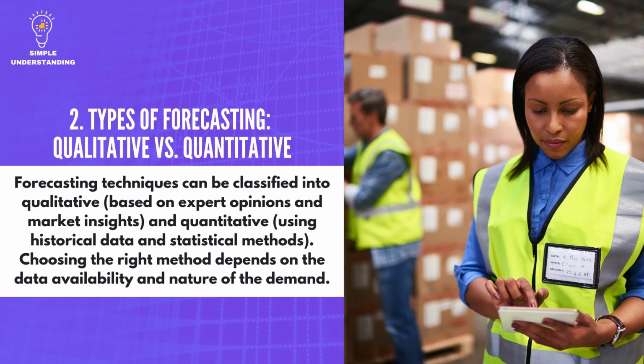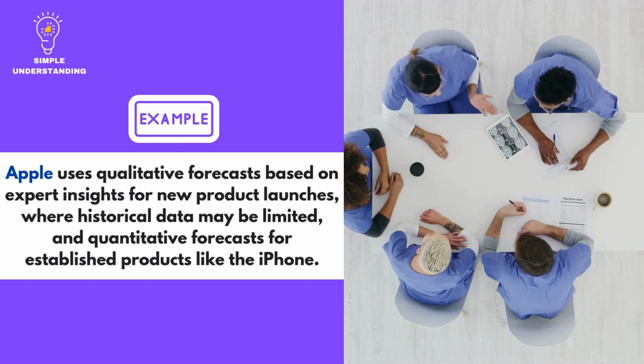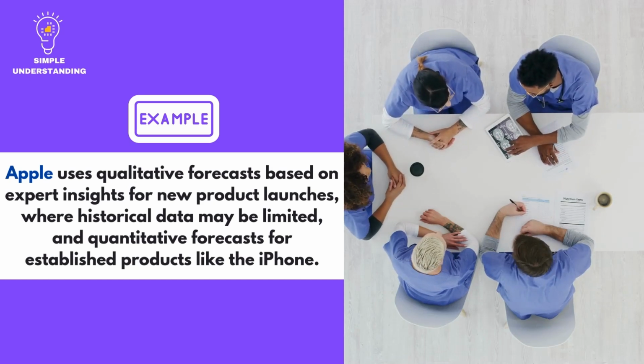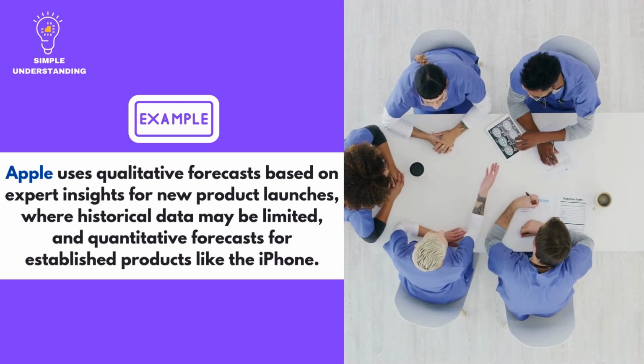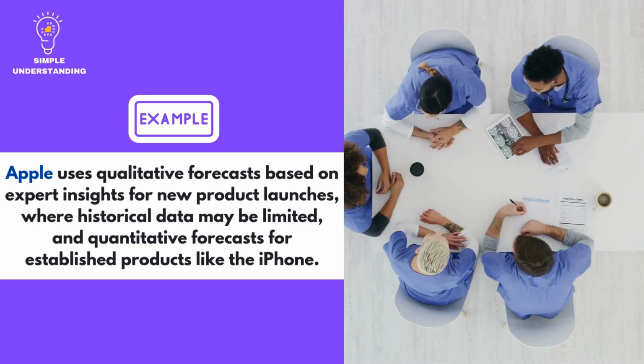2. Types of forecasting, qualitative versus quantitative. Explanation. Forecasting techniques can be classified into qualitative, based on expert opinions and market insights, and quantitative, using historical data and statistical methods. Choosing the right method depends on the data availability and nature of the demand. Real company example. Apple uses qualitative forecasts based on expert insights for new product launches, where historical data may be limited, and quantitative forecasts for established products like the iPhone.